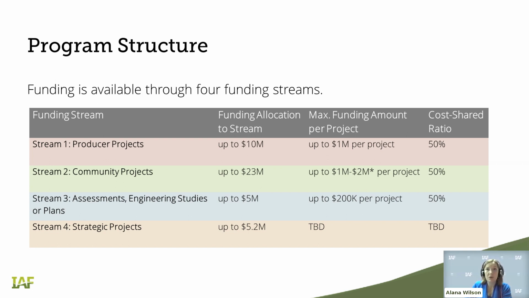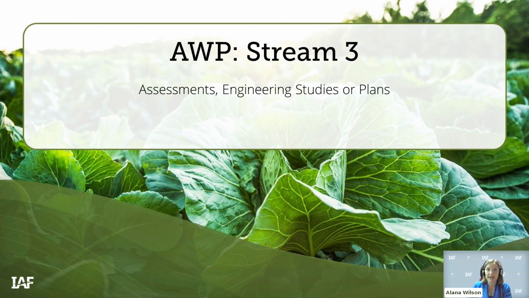Funding for AWP is available through 4 funding streams, each with their own unique funding limits, eligibility requirements, and other details. Further details about Stream 1 are now available on IAF's website. More information on Streams 2 and 4 is coming soon. Today, we'll be covering the details of Stream 3, Assessments, Engineering, Studies, or Plans. So let's get into Stream 3.